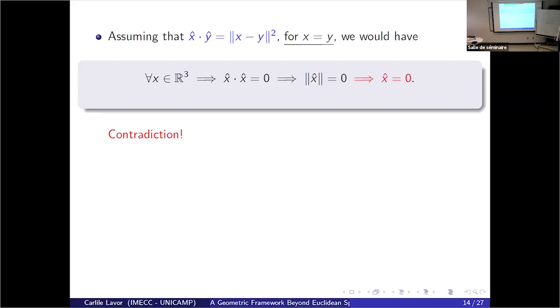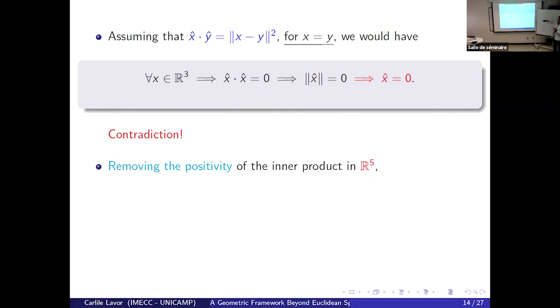So, contradiction. What we do in general when we obtain a contradiction is that, okay, the hypothesis is false. Yeah, but I want this hypothesis, because if I have this, our problem is solved. So instead of considering this false, I will remove this, because this is the cause of the contradiction. Removing this means that we are in R5 and we will remove the positivity of the product in R5.